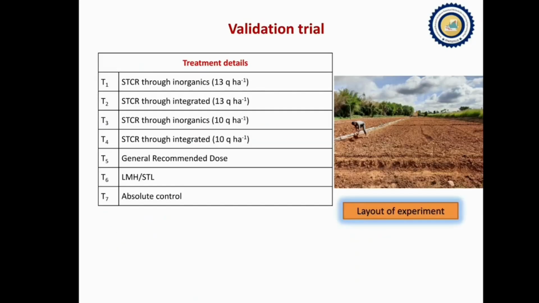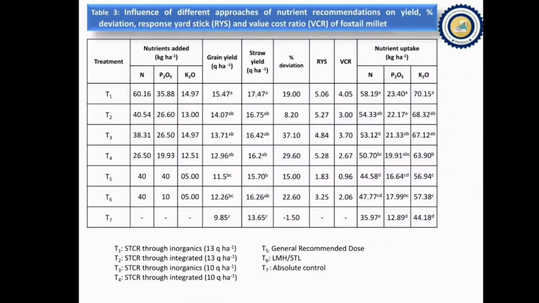After developing the fertility gradient experiment, we took up the validation trial in order to check whether the equations that we have developed will work or not. So we compared the STCR approach with other approaches of fertilizer recommendation like the general recommended dose and the soil test laboratory approach, which is most widely practiced in India, and we maintained one absolute control. And we added different quantities of nutrients based on that equation.